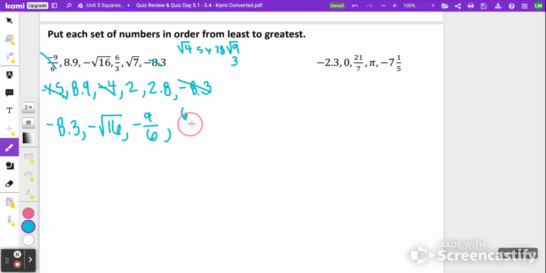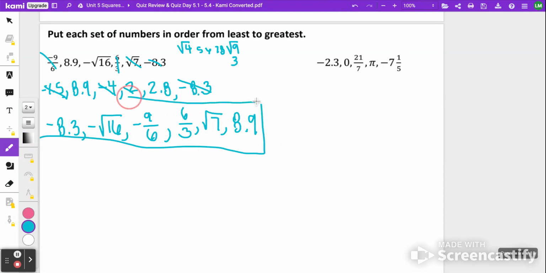2 is at 6/3. Then 2.8, which would be that square root of 7. And then finally 8.9. So there's your order for this one. I am curious to see square root of 7 on a calculator if I guess that one right.